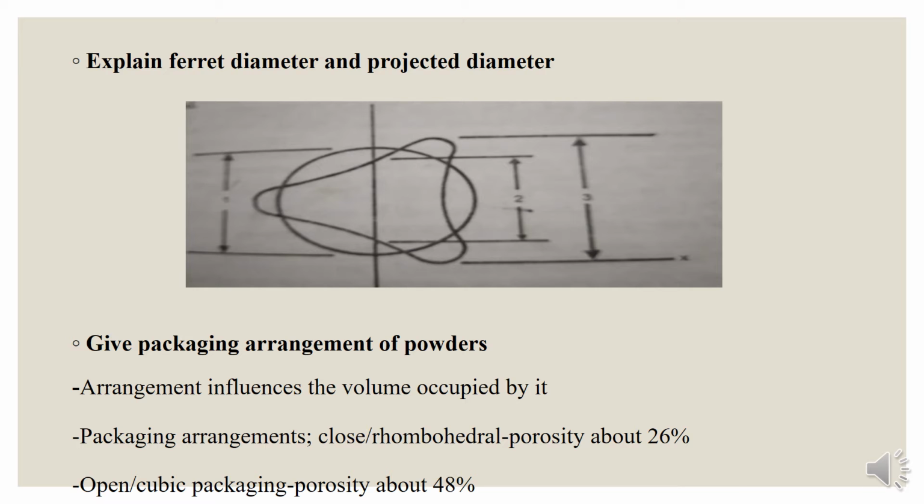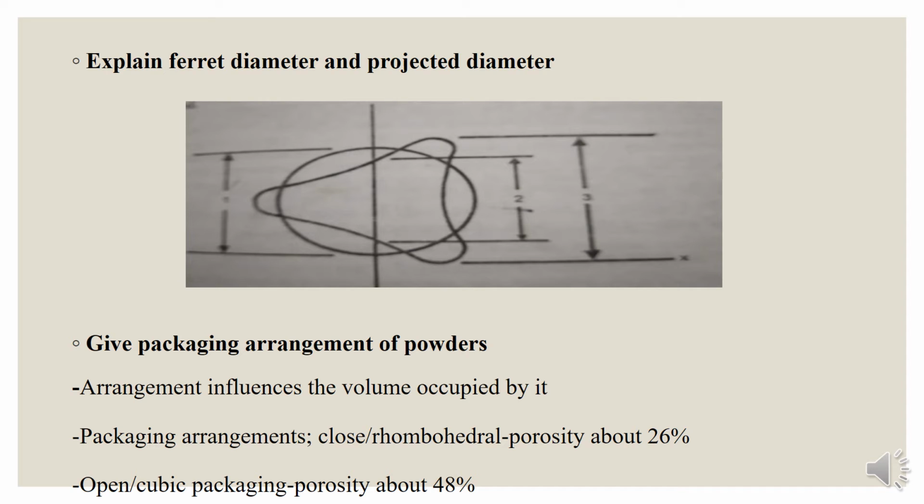So first of all, what is projected diameter? Our question is to explain ferret and projected diameter. Projected area diameter means here we are drawing in the shape of a circle, right? So it is the diameter of a circle with the same area as that of the particle observed on the surface. That is, the circle we are thinking of has the same area as that of the particle observed. And the second one is Martin diameter.